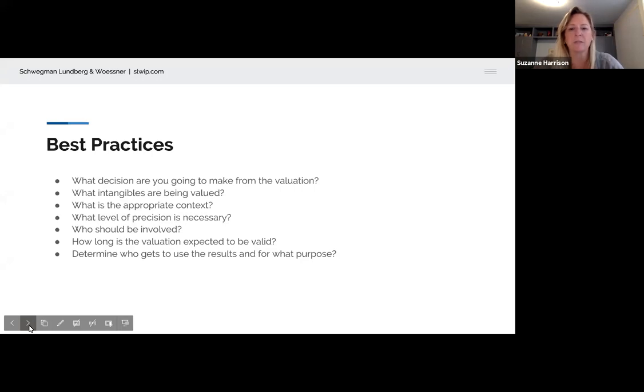Then also try to figure out what's the appropriate context. Am I doing it for tax purposes, for accounting purposes, for an internal decision, for an external investor? Understand what that context is, because for tax purposes, the tax authority may require a specific methodology. Your choice of methodology may depend on the context.